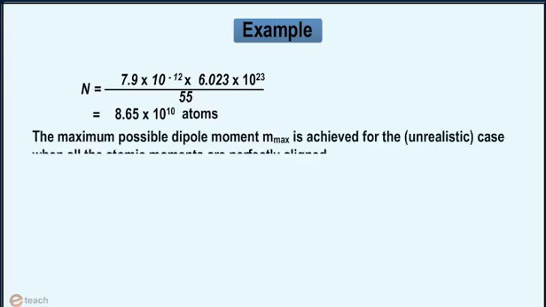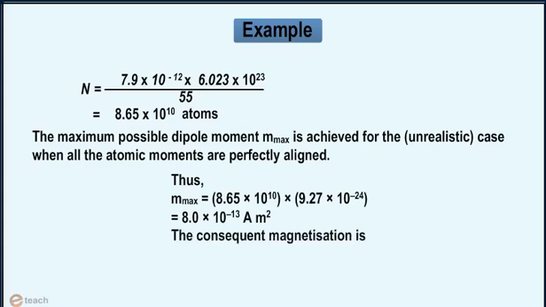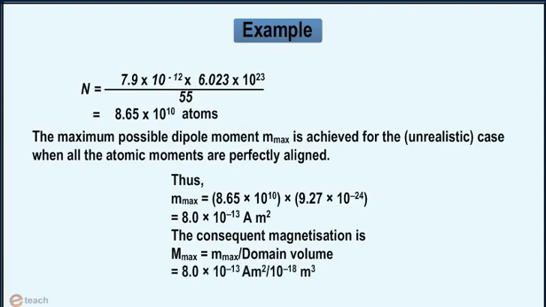The maximum possible dipole moment is achieved for the unrealistic case when all the atomic moments are perfectly aligned. Thus, its value is 8 × 10^-13 ampere meter square. The consequent magnetization is equal to M max divided by domain volume, which comes out to be equal to 8 × 10^5 ampere per meter.